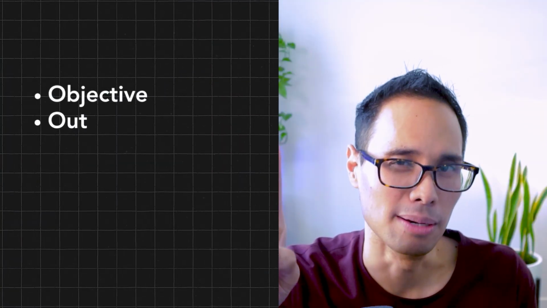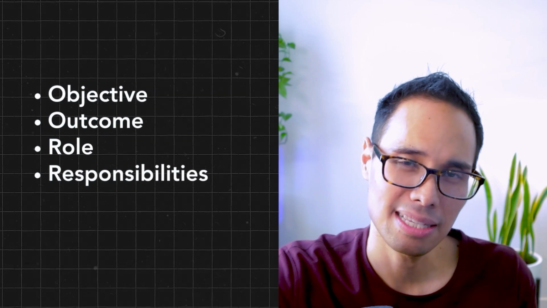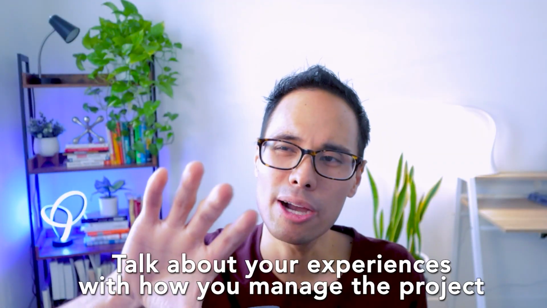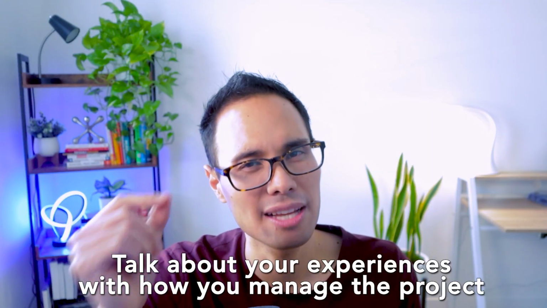So you see, this is where most people make the mistake of not reading and not following instructions. In this one sentence, PMI tells you what they want right in front of you. From PMI's instructions, you need to include 5 things in your project description: the objective, outcome, role, responsibilities, and deliverables. 5 things. And in your responsibilities, talk about your experiences with how you manage the project.